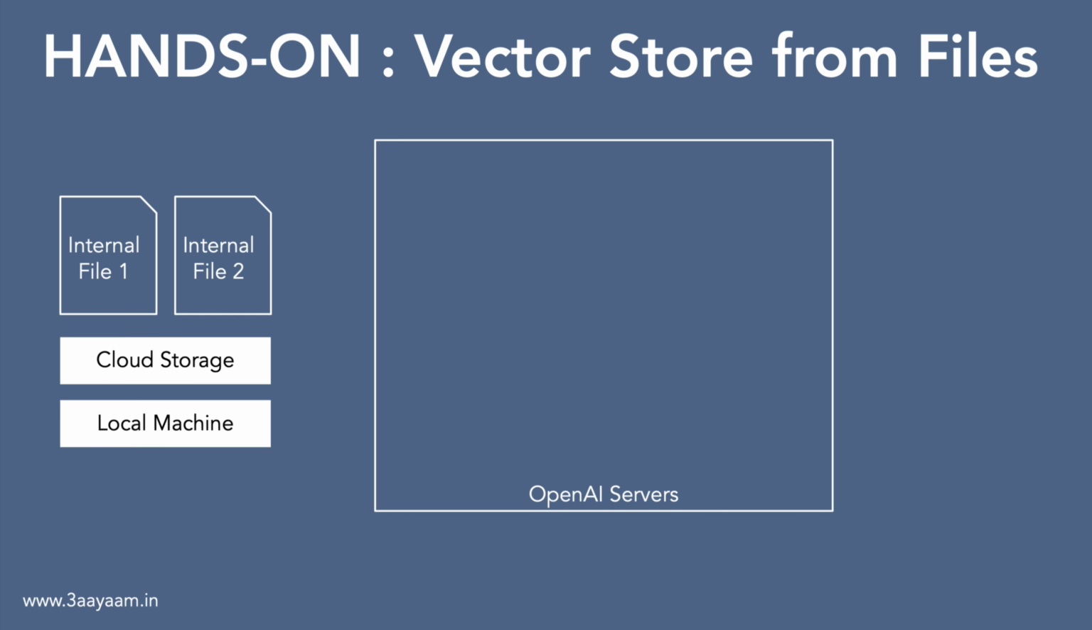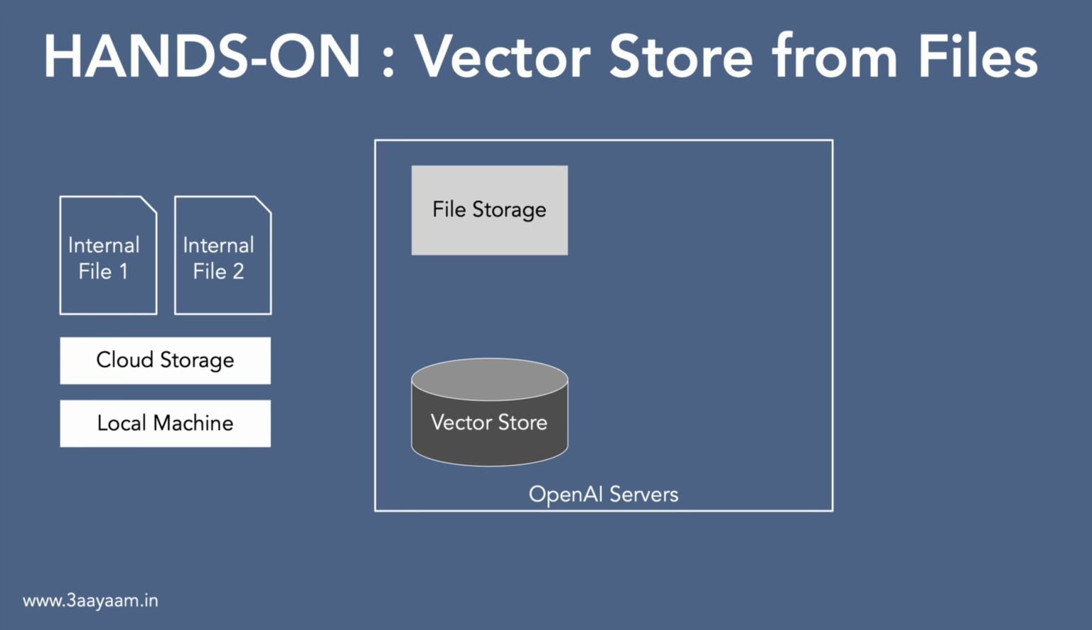Now the OpenAI servers provide two components for end users like us. The first one is the file storage, wherein you can store the file, the raw file that is, and then the vector store. These are two completely different components. File storage is separate and vector store is separate. File storage would contain the raw files and the vector store would contain the vector embedding of the files that we provide to OpenAI servers.